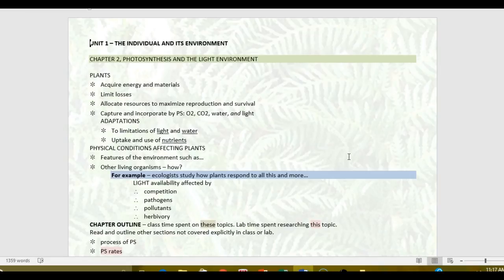Other plants. Yeah, exactly. In addition to the physical, we also have the biotic components that would make up the features of the environment. However, if we're sticking with physical conditions, we're sticking with abiotic components, right? Make sure you see the distinction between the living components of the environment and the non-living.